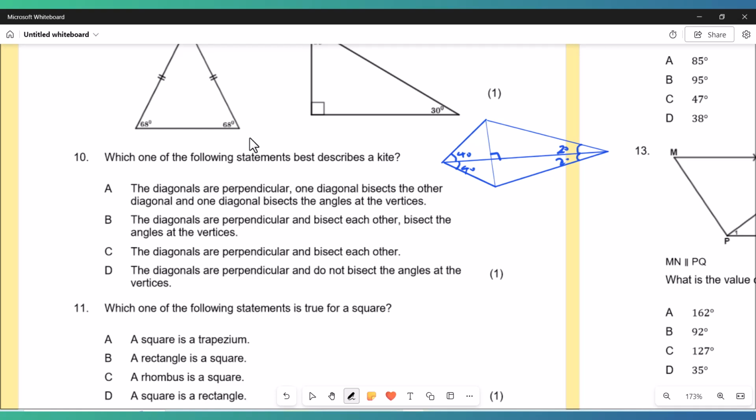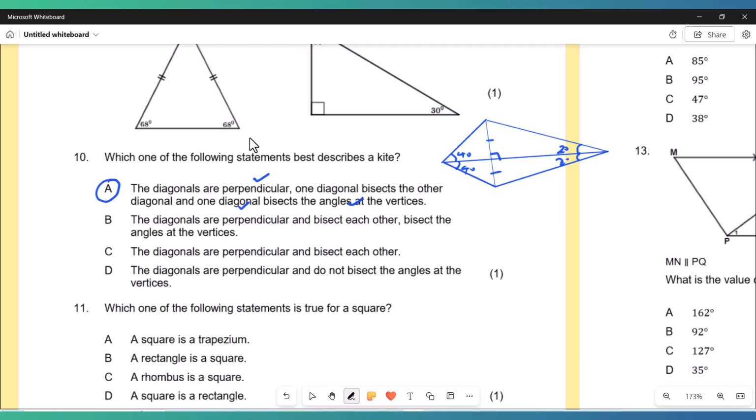They said the diagonals are perpendicular. That is correct. One diagonal bisects the other diagonal. That's also correct. You can see here. So these sides are equal, because this is bisecting that, okay? And then they're saying that one diagonal bisects the angle at the vertices. Only one. So this is actually the answer here. So the answer is A. Okay.